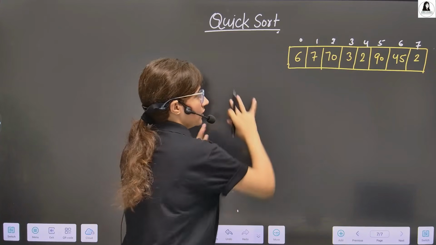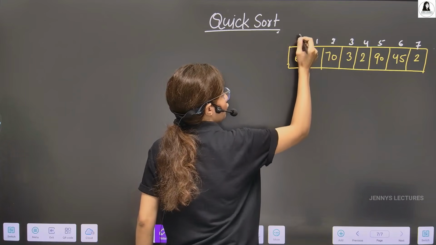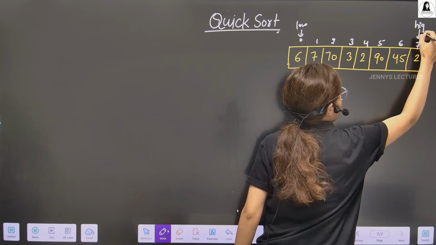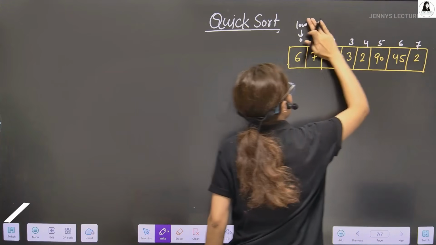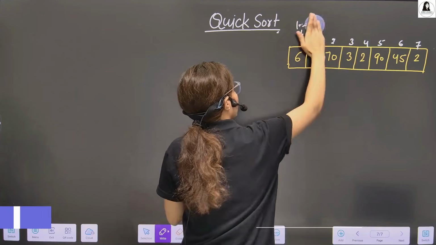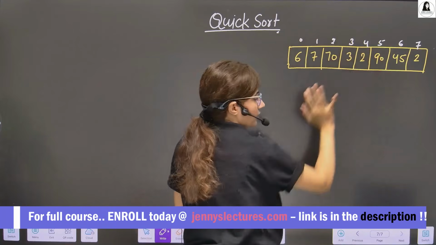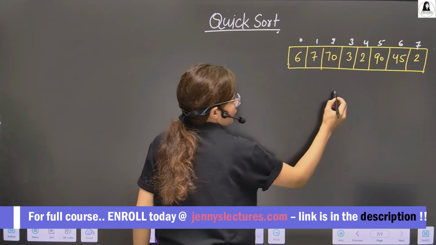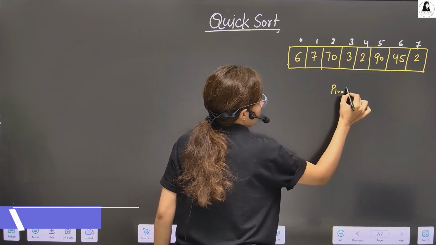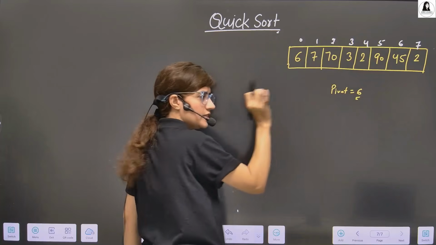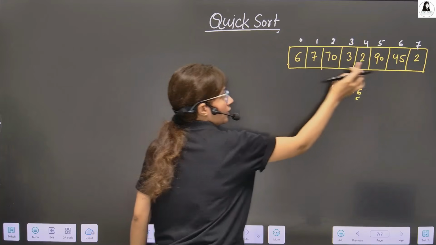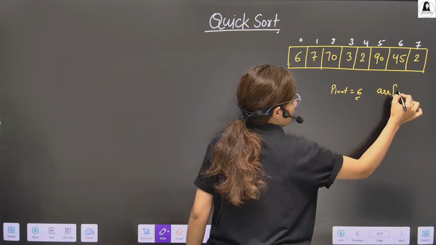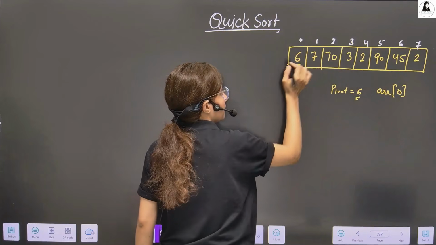Now, whatever array we have, let's assume this is my low and this is my high. Or let's say for now we don't have any low or high. I'll tell you why we take two pointers here. At first I'll consider this 6, so my pivot element is 6. It's the first element in my array, from here to here, because I have to sort it. You can say it's ARR of 0, this element.